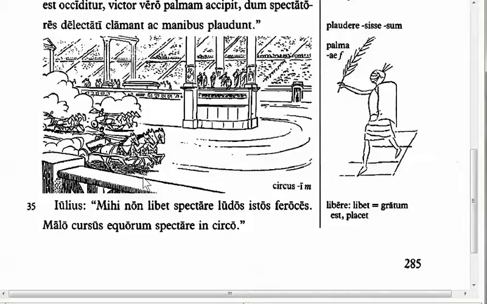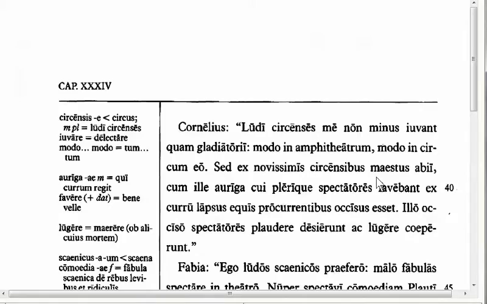In line 40, we have "ex novissimis circensibus maestus abii, cum ille auriga cui plerique spectatores favebant ex curru lapsus," etc. So, I left sad from the most recent chariot races when that charioteer, whom most of the spectators were favoring, cui plerique spectatores favebant. Favebant, they were favoring, the spectators were favoring.